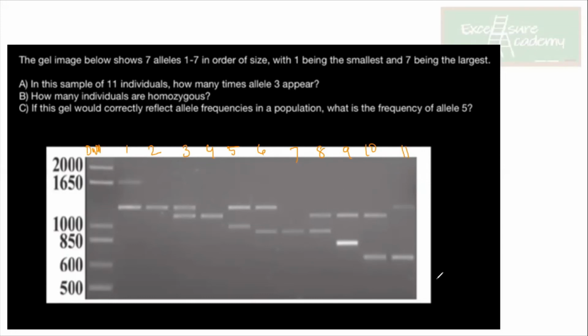Ma'am, I'm not understanding what you're asking. Question is, see, what have they said? The gel image shows that there are 7 types of alleles, in the order of size, 1 being the smallest and 7 being the largest. So from here, this is our DNA ladder. From here to here, which one is our smallest one and which one is the largest one? I'm asking. Then only we can proceed further in order to answer the question.